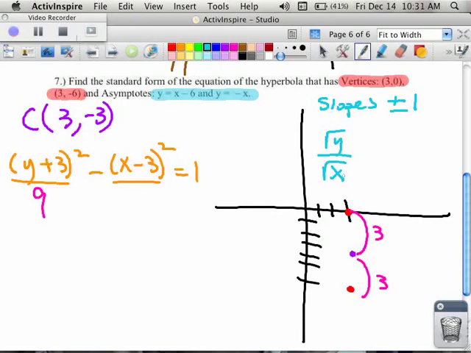So that means I already know that the number under the x has to be 9. Because that's the only way you can get a 1: 3 divided by 3. Square root of 9 is 3. Square root of the y thing. That means the square root of the x thing also has to be 3.